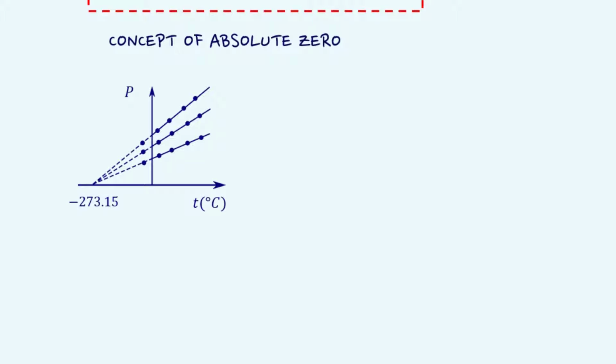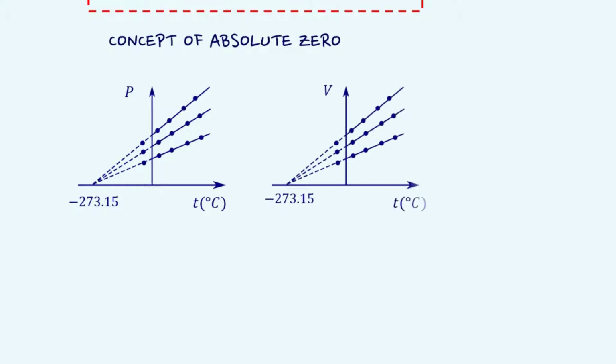The following figure shows the graph between pressure and temperature at constant volume for three ideal gases. In each case, pressure varies linearly with temperature. The most interesting thing happens when we extrapolate these lines. They intersect the abscissa at the same point at minus 273.15 degrees Celsius. A similar observation is found for volume temperature graph at the constant pressure for different ideal gases too. This unique temperature is termed as absolute zero.